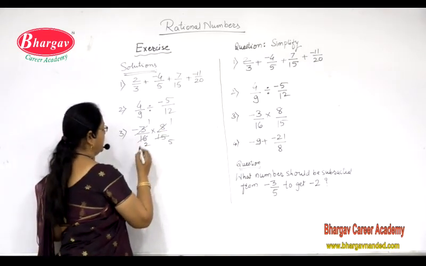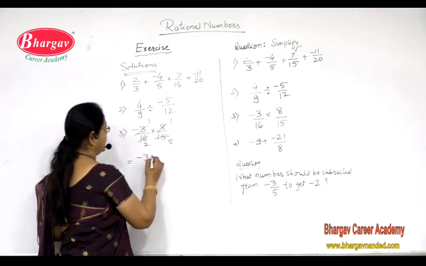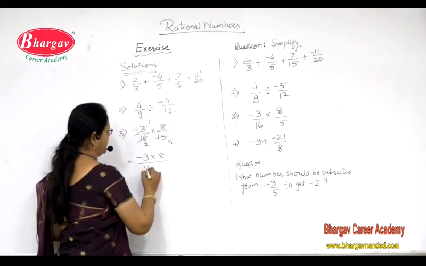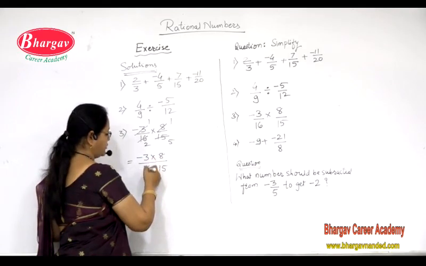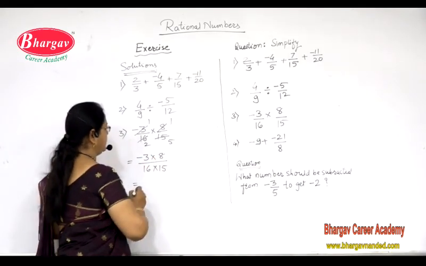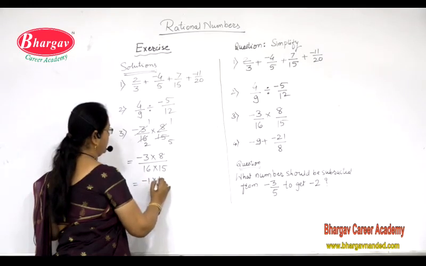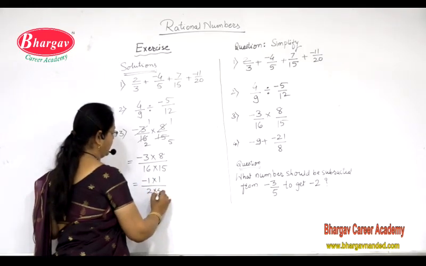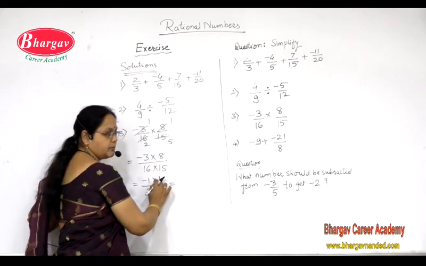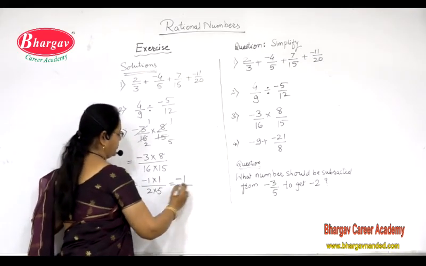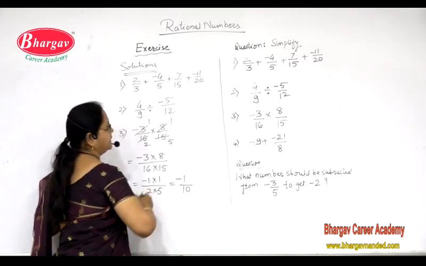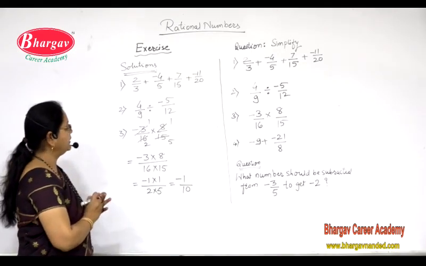So what remains? First of all, if you write it like this, minus 1 into 1 divided by 2 into 5, and it will become minus, because minus into plus, multiplication is always minus, so it is minus 1 divided by 10. That's the answer for the example number 3.